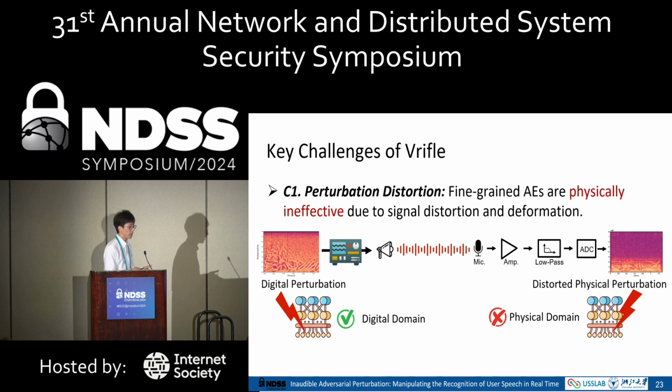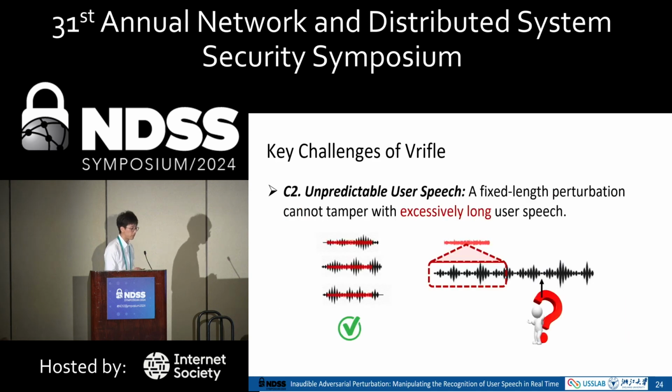The first challenge is a long-standing problem that AEs work well in the digital domain yet lose effectiveness in the physical domain. This is due to the digital and physical domain gap, which can lead to signal distortion and deformation. The second challenge is, although VRIFLE is universal, a given perturbation cannot tamper with excessively long user speech.